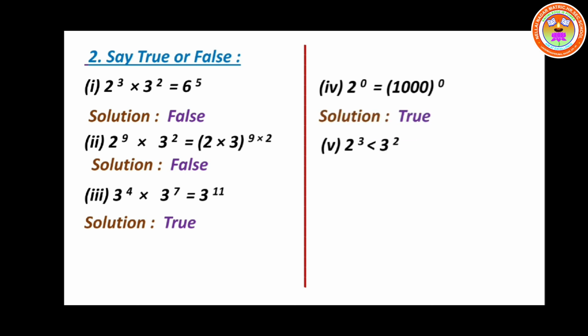Okay. Subdivision 5. 2 power of 3 is less than 3 square. So what is 2 power of 3? 8. What is 3 power of 2? 3 3s are 9. 2 power of 3 is 2 into 2 into 2, so 3 times you will be multiplying 2. 8 you are getting. So the answer is true because 8 is less than 9.